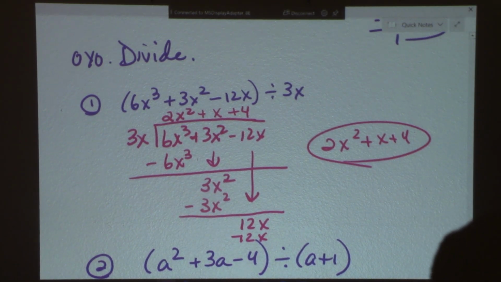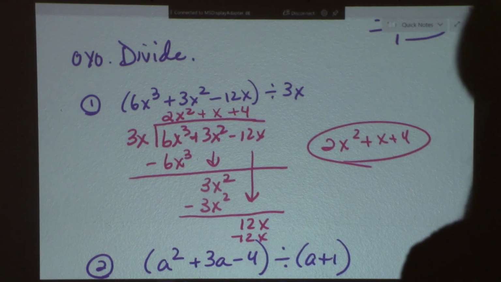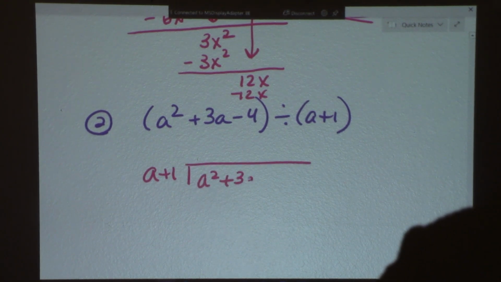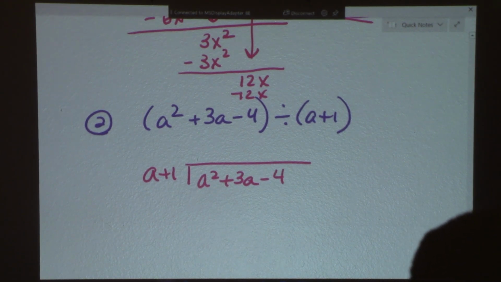All those years of long division are paying off. Okay, let's do the next one. So I have a plus 1 here, and then a squared plus 3a minus 4. So I asked myself, how many times does a go into a squared? Well, it goes in, I multiply by a, but I can't put it in the first spot because I have two terms. I've got a plus 1, so it's going to go here in the second spot.